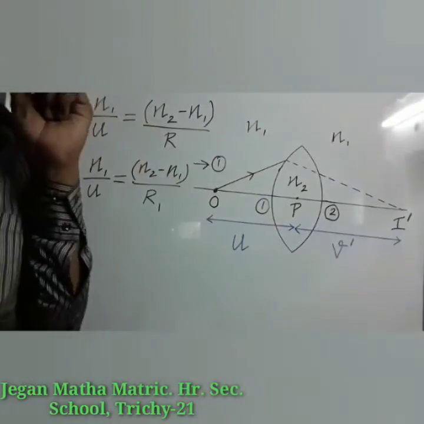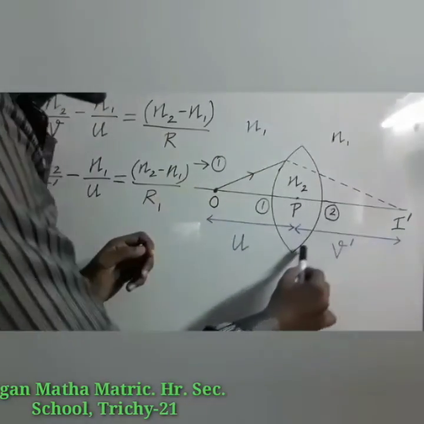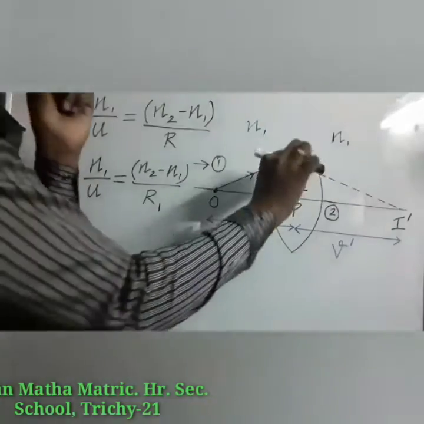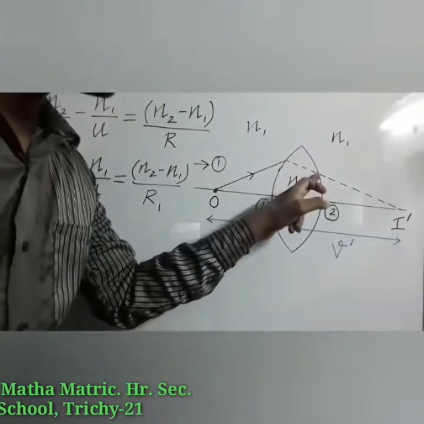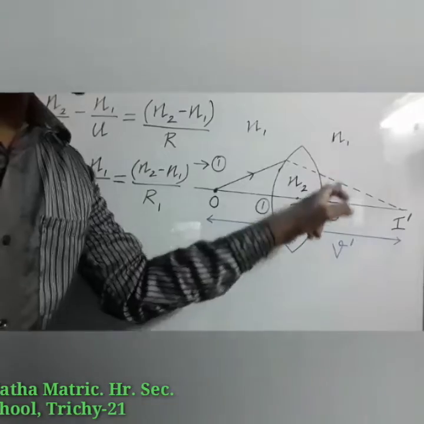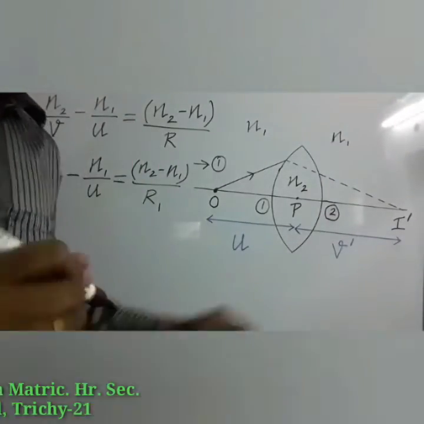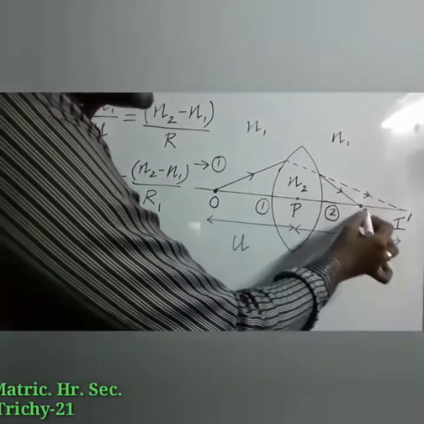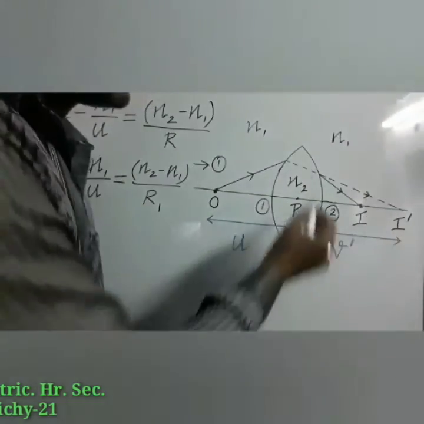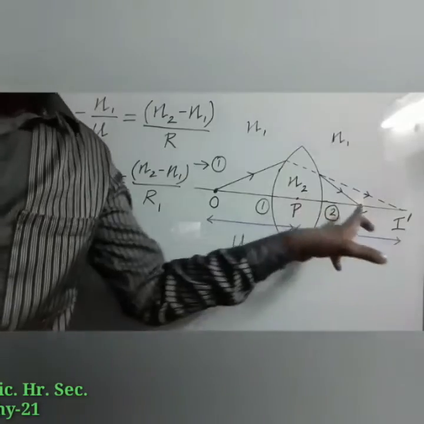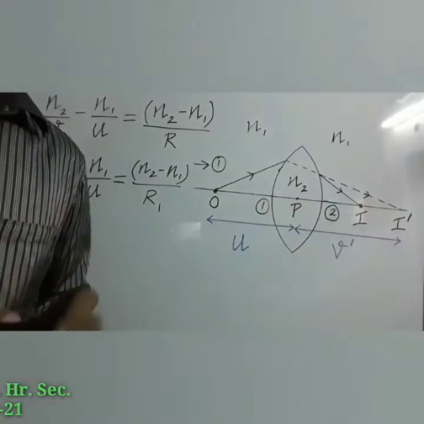Now we are going to concentrate on the second spherical surface. So the refracted ray is once again going to be incident on the second spherical surface. There will be another refraction. Due to that, the final image is formed at the point I as shown here. So the distance between the pole and the final image is known as V.